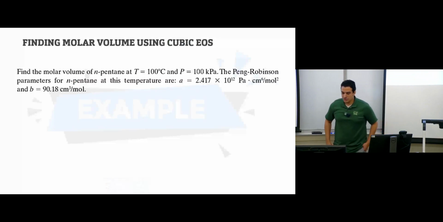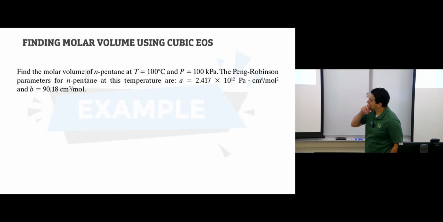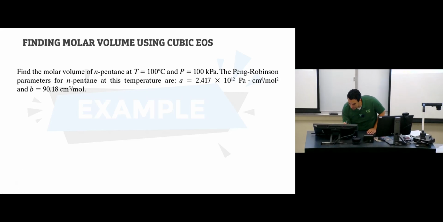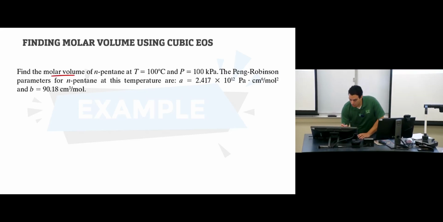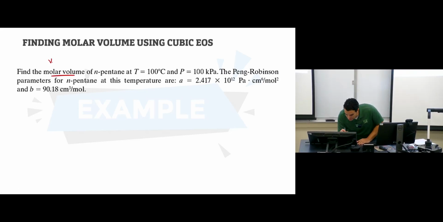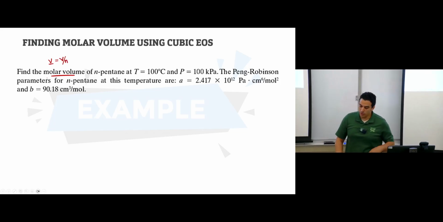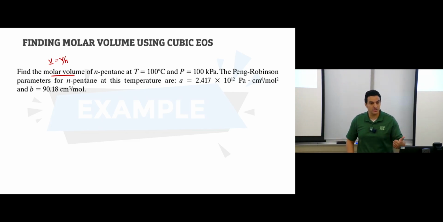So the new part we will start today, we will start with this example. This example says we need to find the molar volume. Again, molar volume, when you hear this word, this is volume divided by number of moles. We need to find molar volume for normal pentane at 100 degrees Celsius, 100 kilopascal, using Peng-Robinson equation.